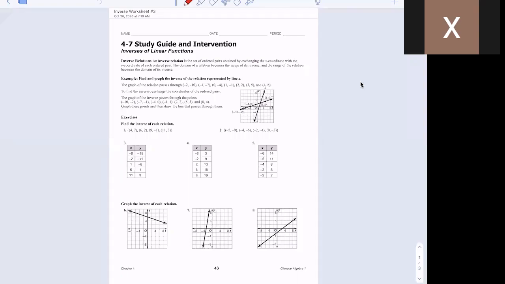All right, here we go. All right, now for inverses.